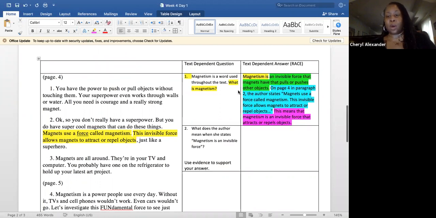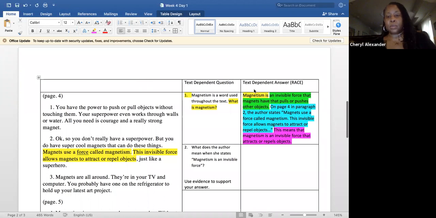So we've got all parts of the RACE. And I'm just going to put RACE here so you guys can remember. Remember the R means to restate. A, answer. C, cite evidence. And E, explain. I should have done this before we started. Okay, so here you have your first answer using the RACE strategy.